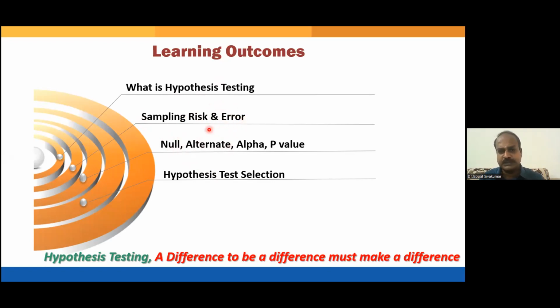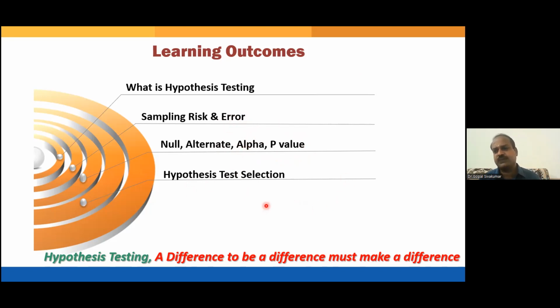In hypothesis testing, these terminologies are very important: null hypothesis, alternate hypothesis. And then two more very important tools: alpha, the level of significance, and P-value, the probability of significance. One of the teams is named after alpha, and you will understand what alpha means in this session.